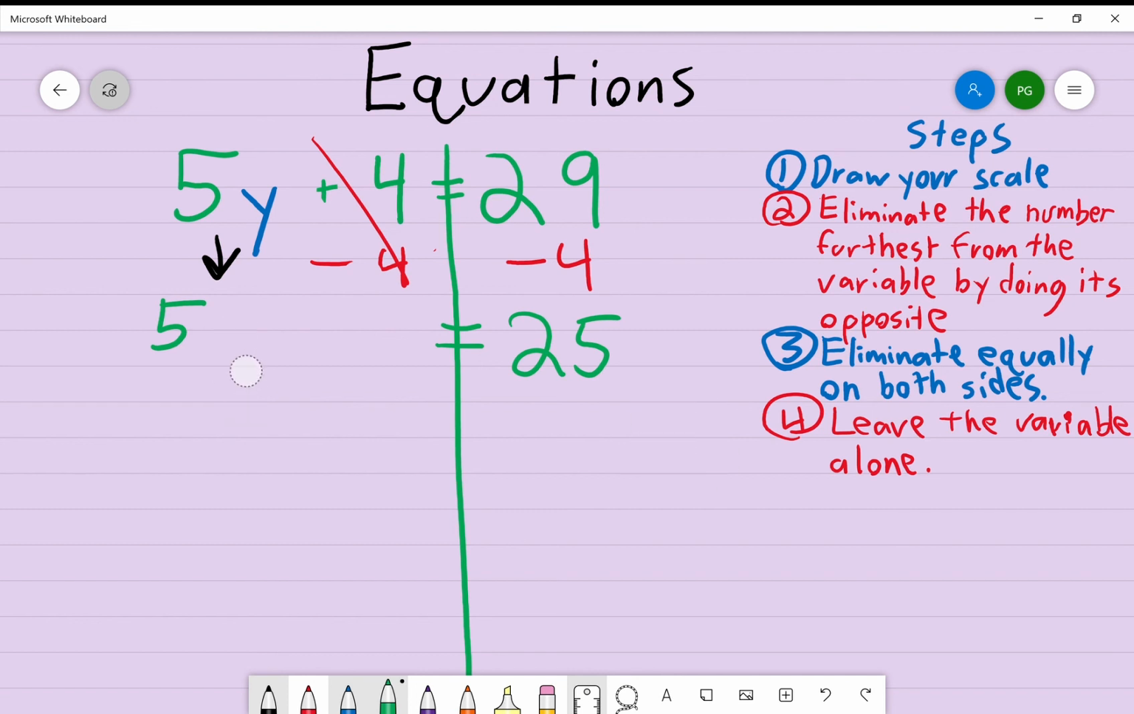Step 4 tells me leave the variable alone. Well, as you can tell, my variable right now is not alone. It has a 5 next to it. So let's get rid of that. The 5 and the y are next to each other. There are no signs in between them. They're together. That means they must be multiplying.